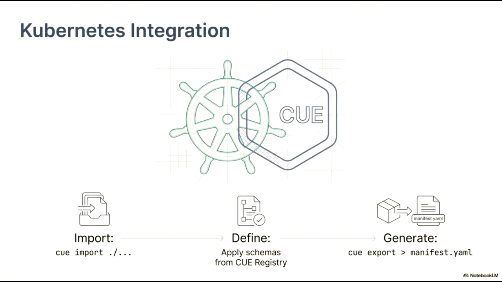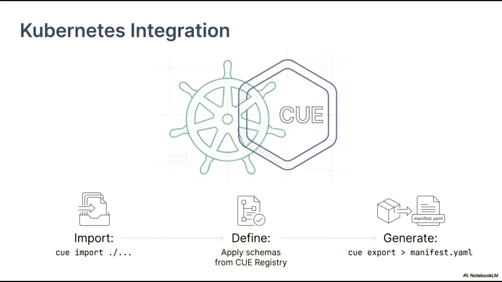The integration between Kubernetes and Q follows a streamlined 3-step workflow designed to enhance configuration management. It begins with the import phase, where the command q import allows you to ingest existing Kubernetes YAML or JSON files into the Q ecosystem. Once imported, we move to the define stage.